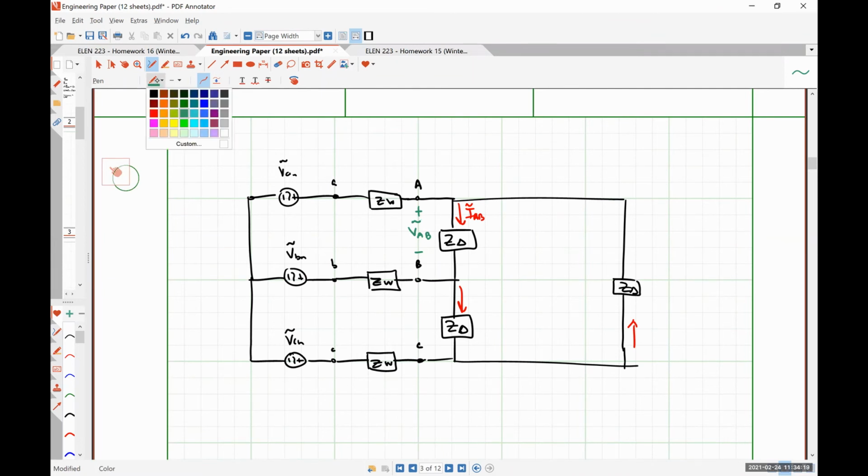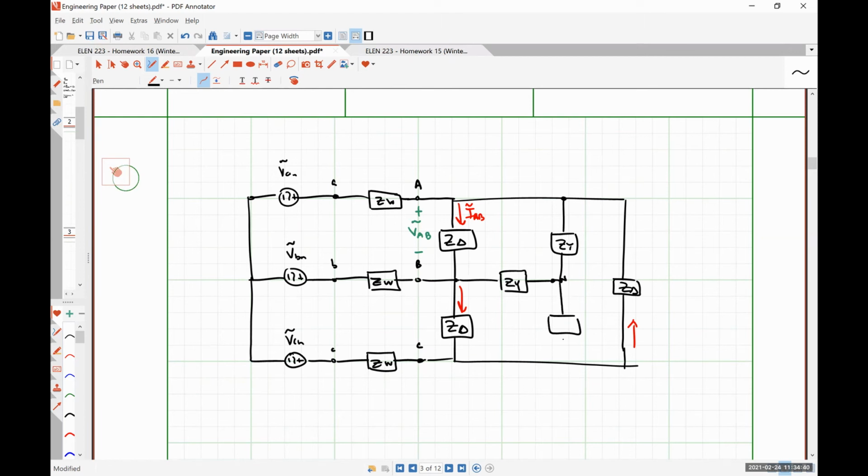For my Y connected load, so here's my B terminal, I'm just going to put my neutral here in the middle somewhere. Then I need to connect from my A terminal to my neutral, and from my C terminal to my neutral. And so my phase currents here are going to be from A to N, from B to N, and from C to N.